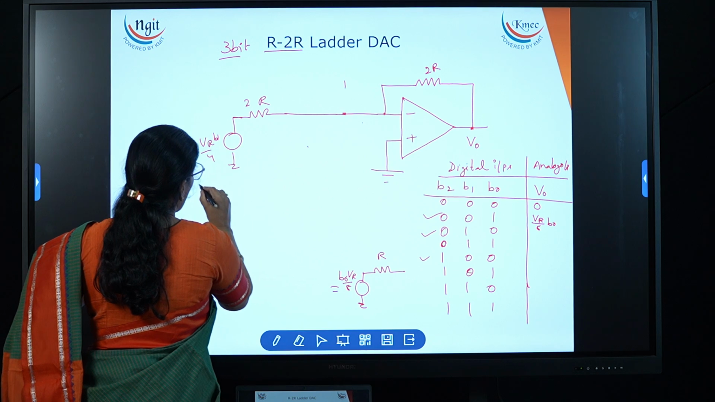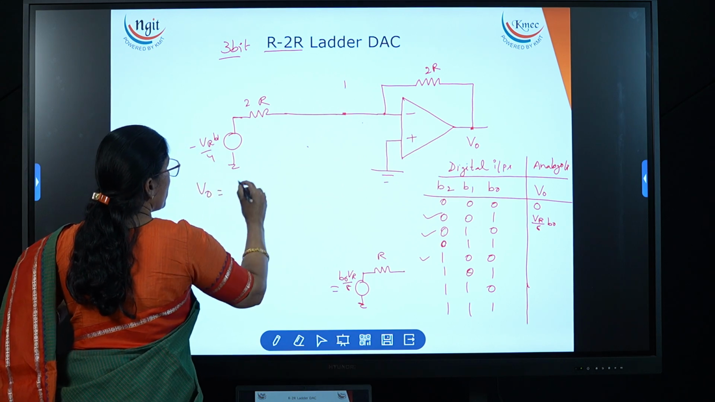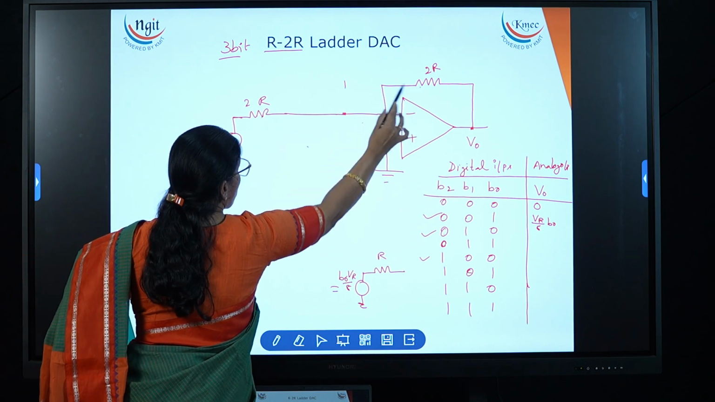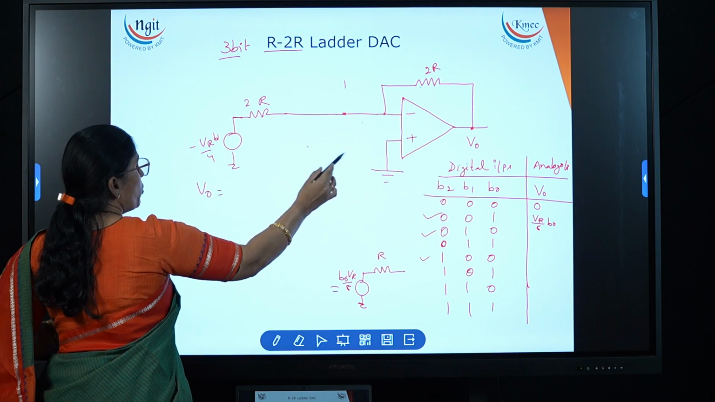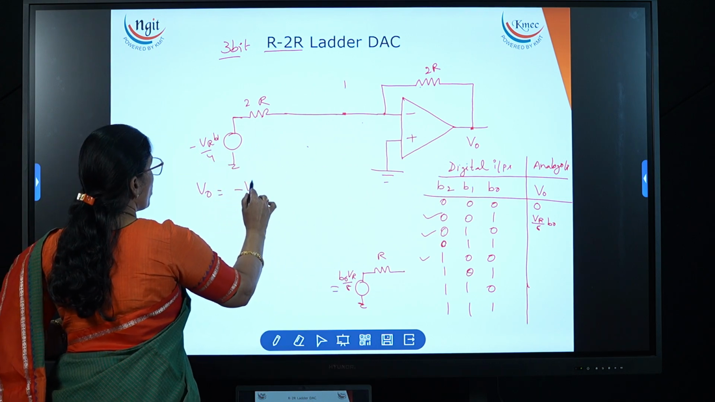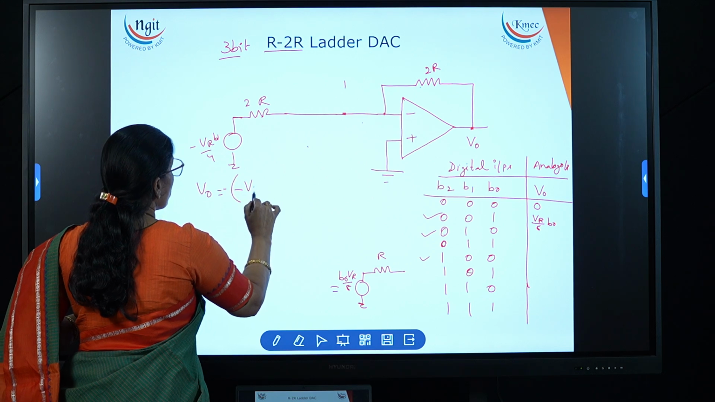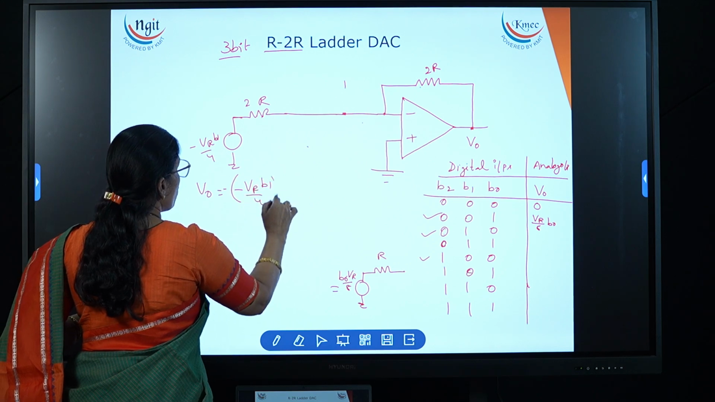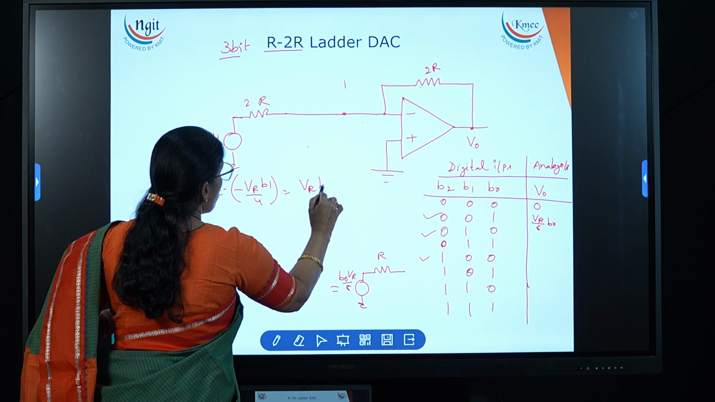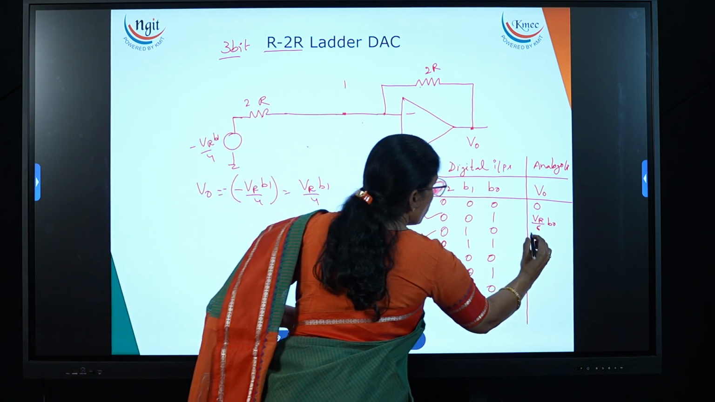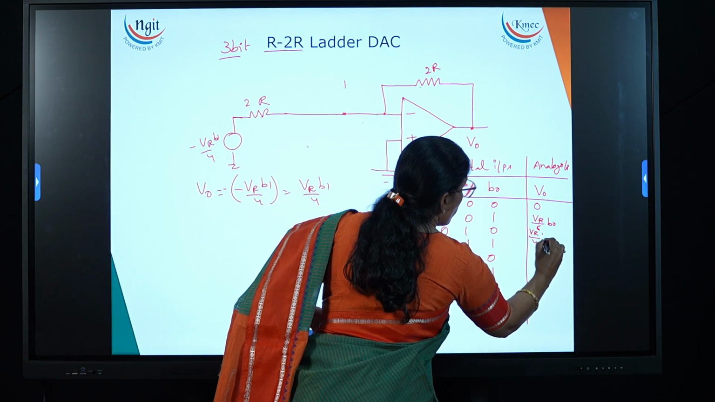Now if I calculate, V0 is nothing but what? Again gain. Both the resistors are the same, so gain is 1 and output is equal to gain into input, that is nothing but minus of minus VR B1 by 4. Minus of minus is plus, so VR B1 by 4. So for this we will get VR by 4 B1.